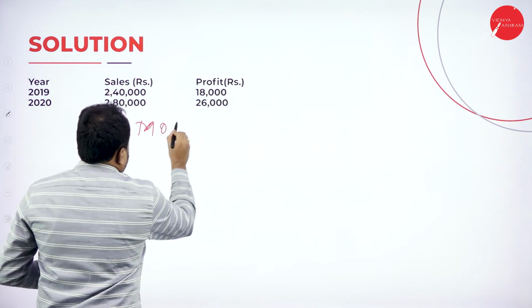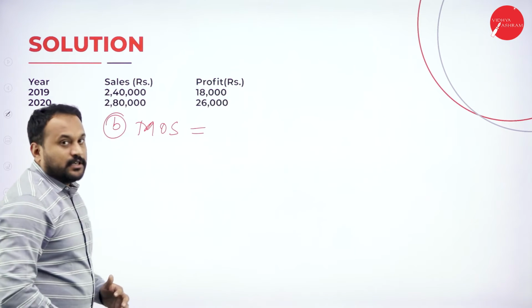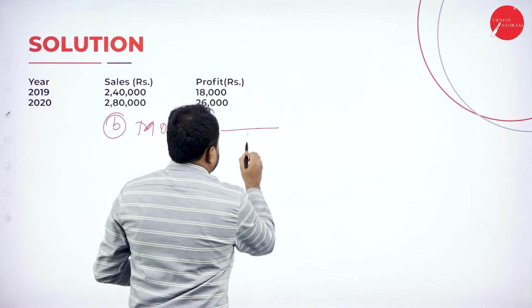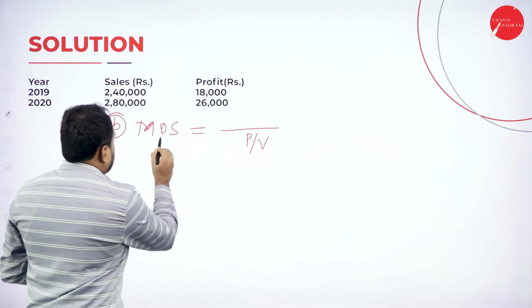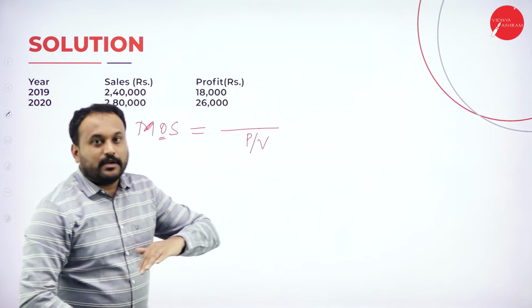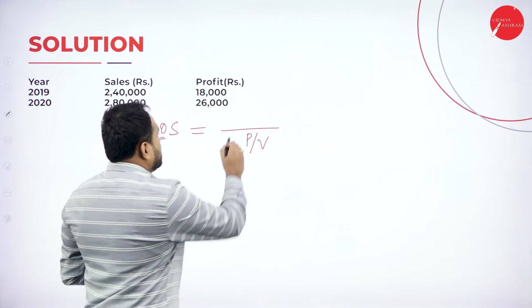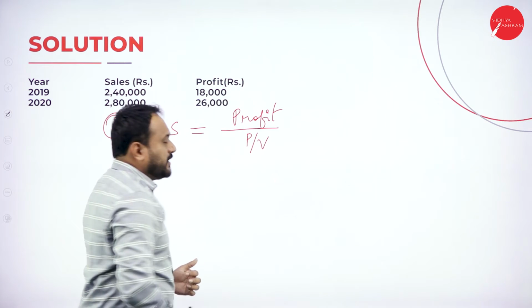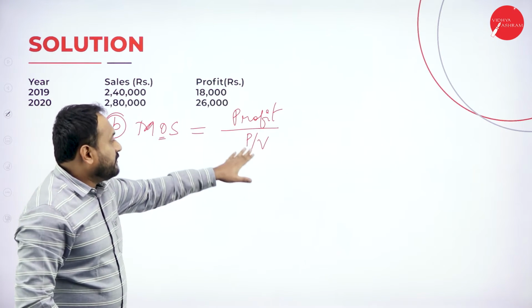Margin of safety is equal to. Now in the same way as BEP, for margin of safety also, what is the denominator? PV. Now what is the middle alphabet? O. After O in the English alphabet, what will come? P. P means profit. Done, easy. Now understand: profit by PV.